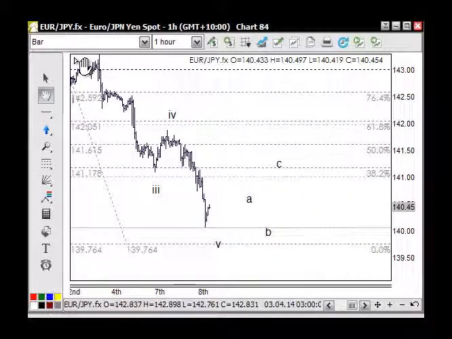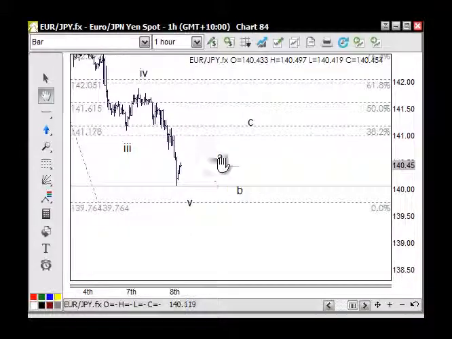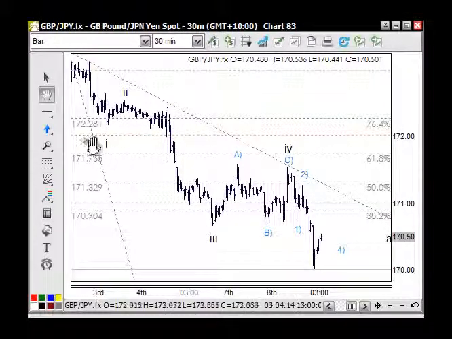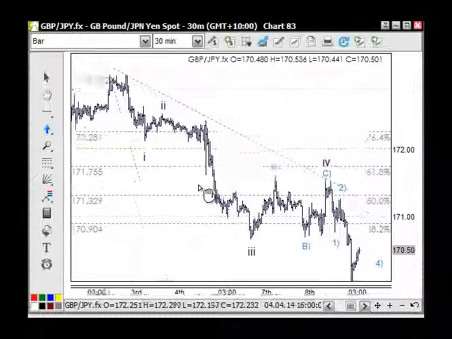But once this 5 waves here, after an A and a B and a C, will produce another 5 down as well. So looking for that short there. And the same with the pound yen as well. I've just pulled this apart a little bit further, that's all.